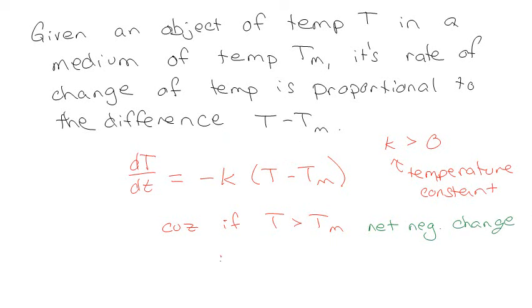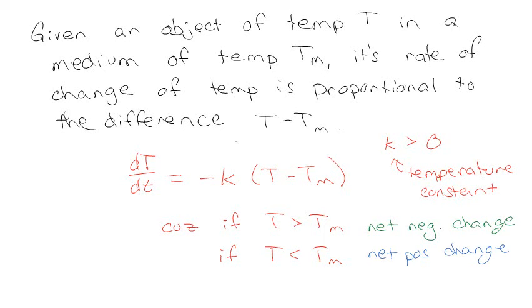Similarly, if T is less than the medium, then this value right here will be negative. A negative times a negative is a positive. So if I put an ice cube outside in Texas, obviously there's going to be a net positive change. So that's just kind of how we set it up. It's Newton's law of cooling.